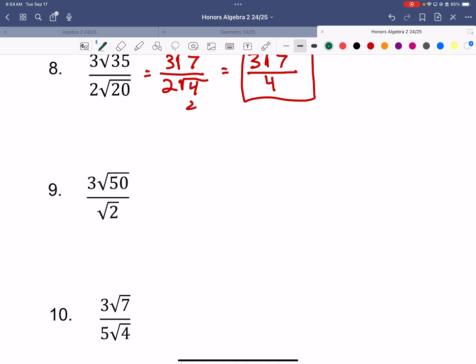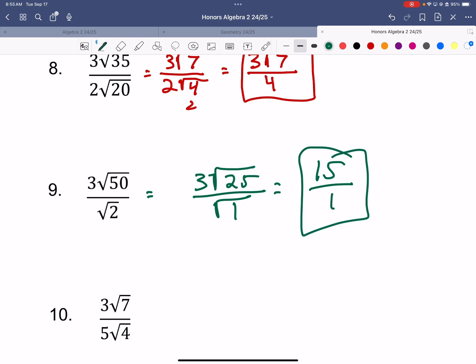No. Is there a number that goes into both 50 and 2? What goes into both 50 and 2? 2. How many times does 2 go into 50? Goes into it 25 times. How many times does it go into itself? Once. What's the square root of 25? 5. 5 times 3 is 15. What's the square root of 1? Just 1. So 15 over 1. So that ugly thing, 3 radical 50 divided by radical 2, the answer is just 15. That's all it is.